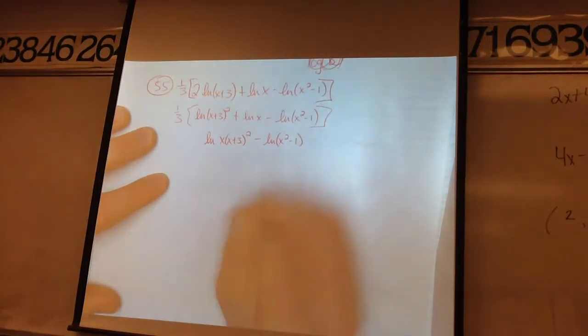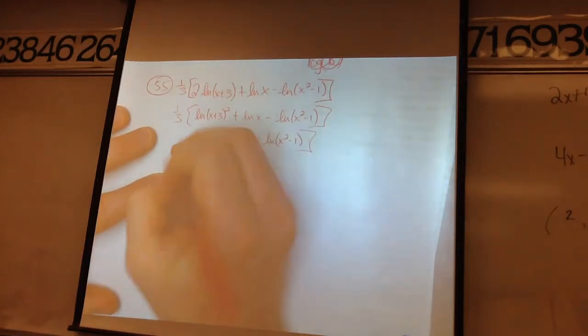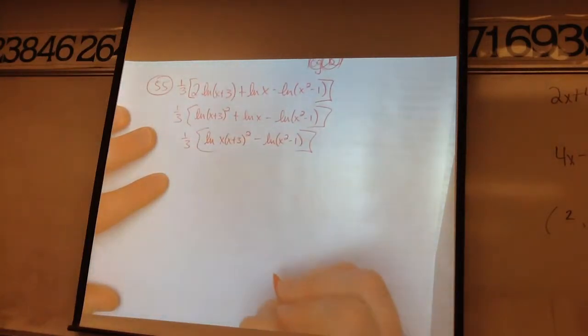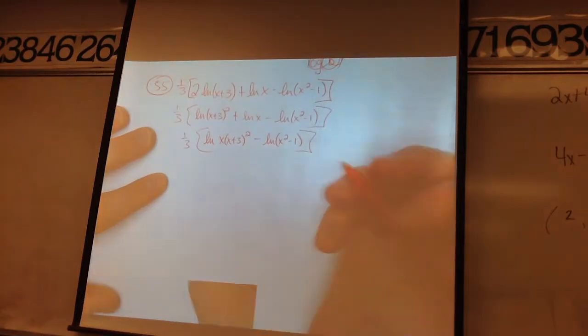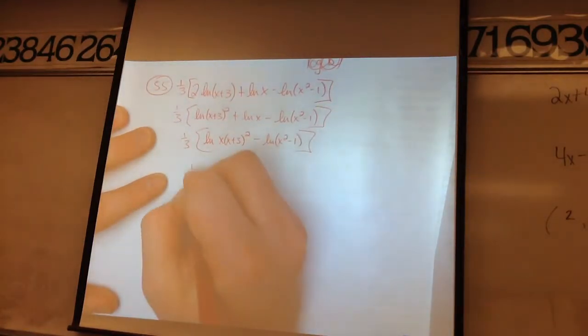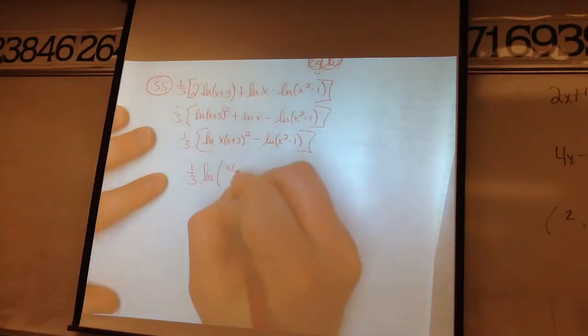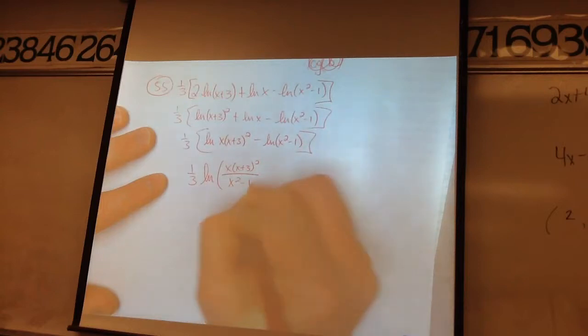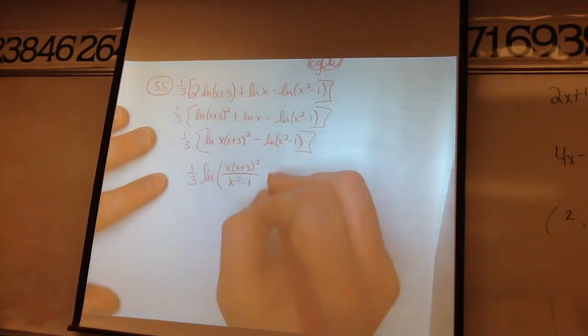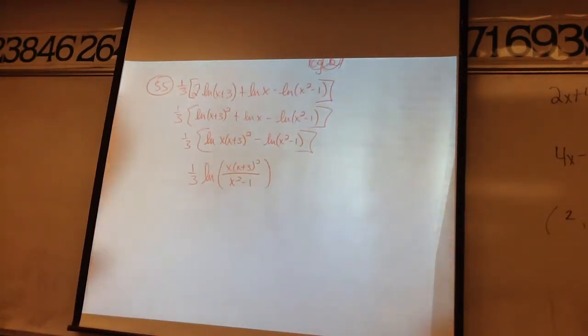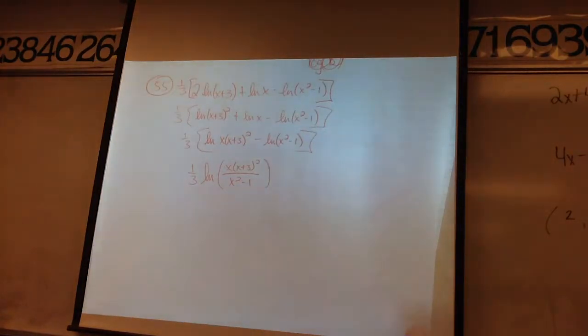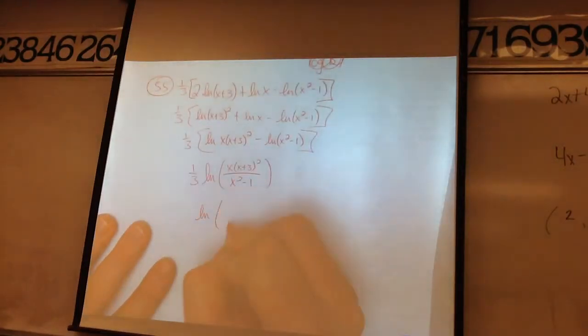Can you put that underneath it already? We might have to actually do some math here. Yeah, you could have just written that underneath it. So it's 1/3 ln of x times x plus 3 squared divided by x squared minus 1. Oh no, that's not going to be factorable. No. And then move the 1/3 power up.